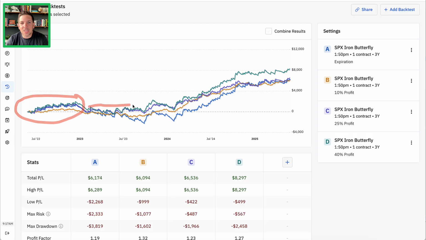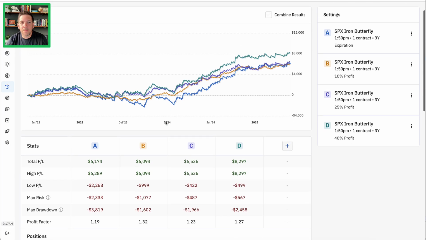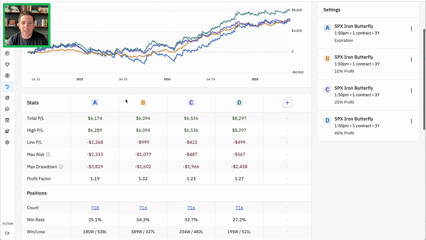And then you started to see, in this case, strategy number D start to break away, which was 40% profit. So noticeably, it broke away from the pack, which is important here. It spent a lot more of its time above the zero barrier, which is really important. So let's go down and start digging into some of the stats here.